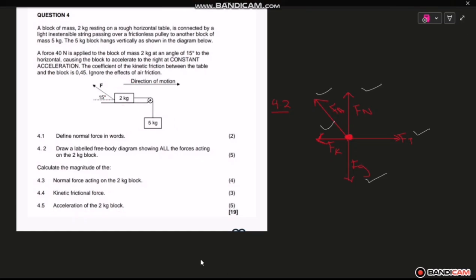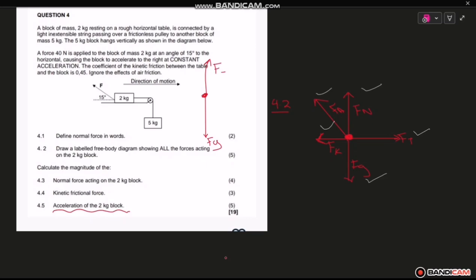We have 4.5 here. They want us to calculate the acceleration of the 2 kg block. When you are asked to calculate acceleration or tension, you use 2 objects or 2 blocks, right? Because acceleration is for the entire system. Now let's actually talk about the F net of the 2 kg block. But before that, let me draw a free body diagram of the 5 kg block.